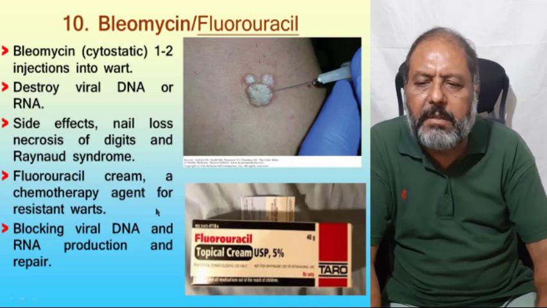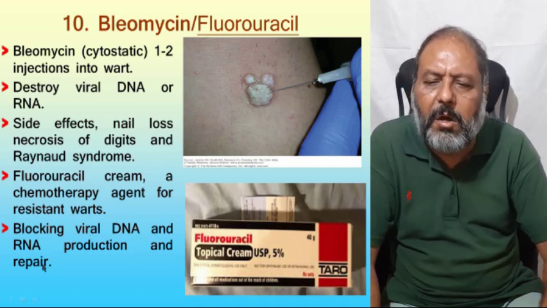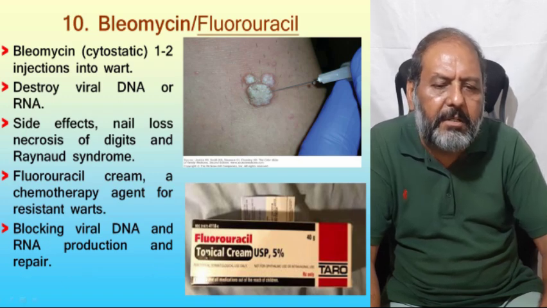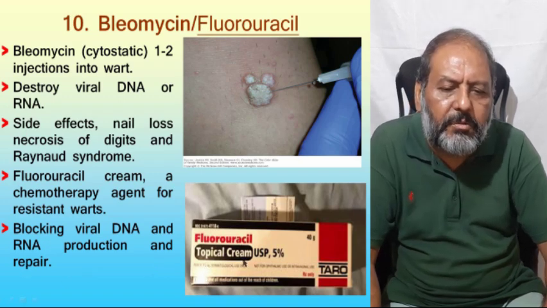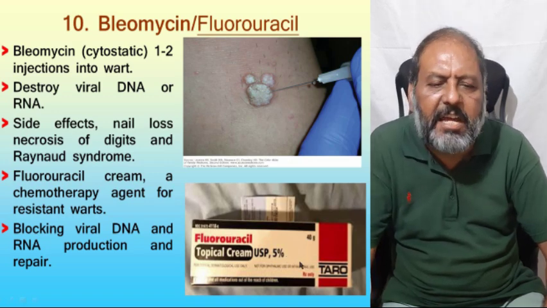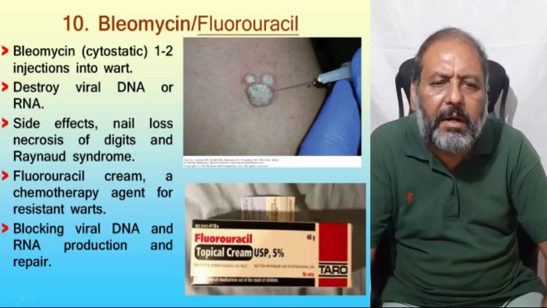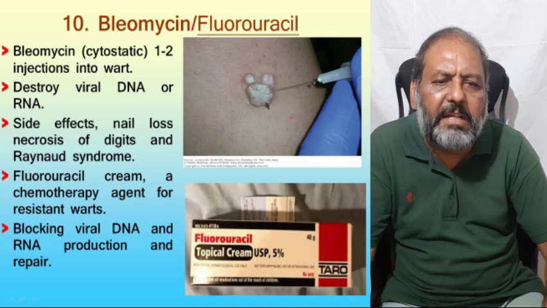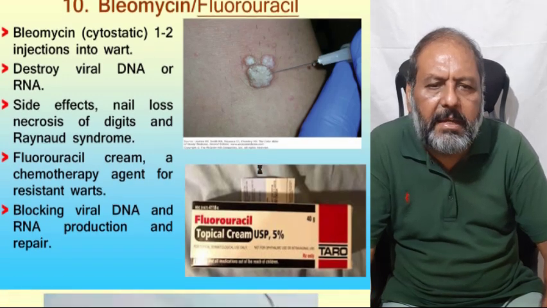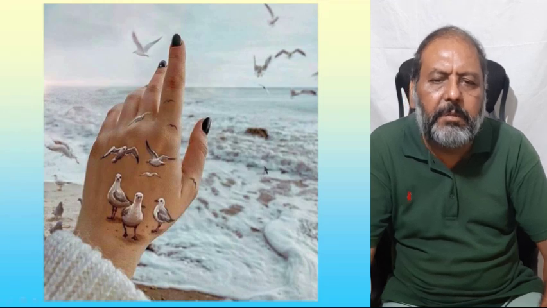Fluorouracil cream is a chemotherapy agent for resistant warts. It blocks the viral DNA and RNA production and repair. So here is the fluorouracil topical cream, 5%, which can be applied on the wart, or the bleomycin injection that can be given into the wart.